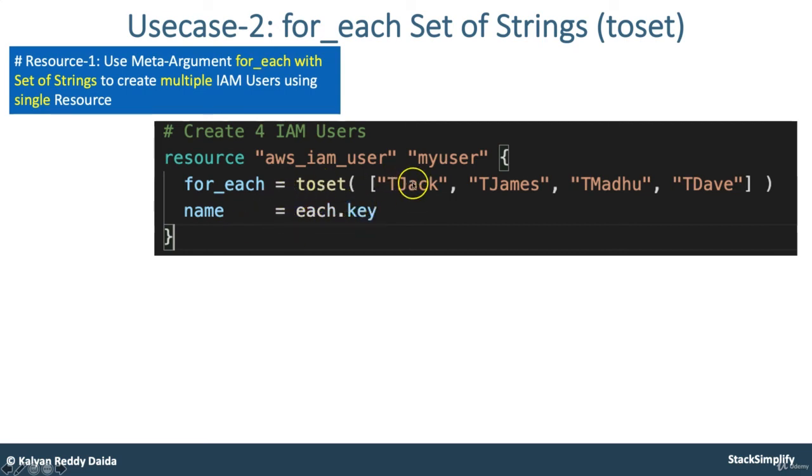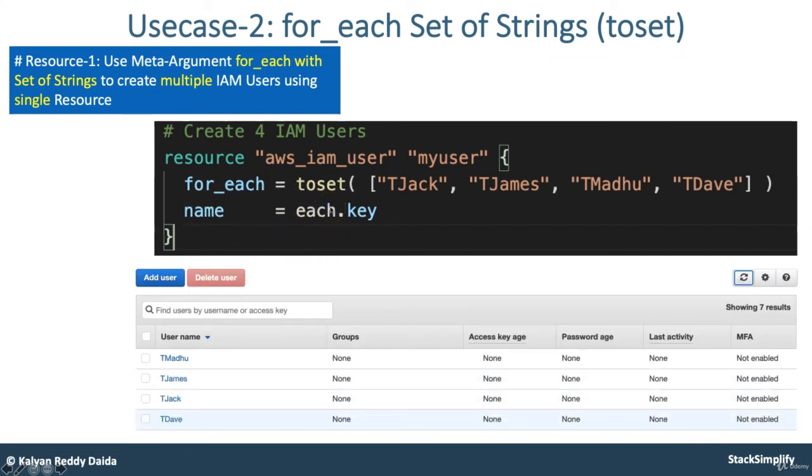The name of the user you are going to give is each.key, so every user will be taken from here in the loop, and once it is created, it is going to look like this. I prefixed a t so that all the users created with this example appear in a username sorted way in a line. That's about it. These two examples we are going to implement as part of the resource for_each in a step-by-step manner. So I'll see you in the next lecture with use case 1. Until then, bye bye. Thank you.